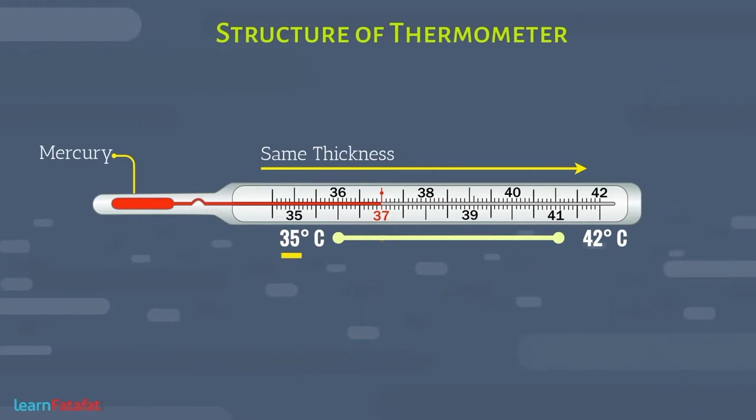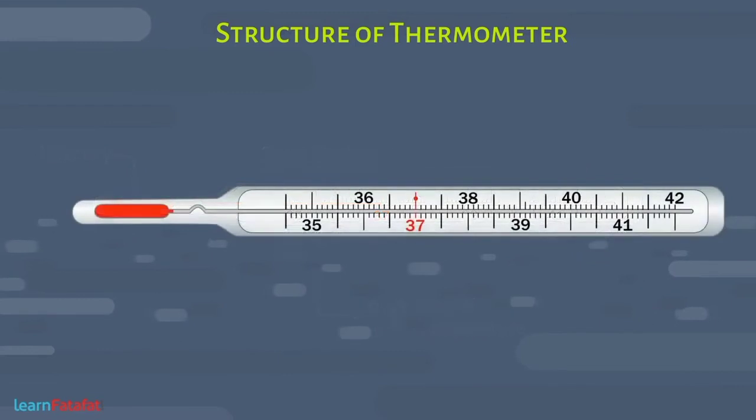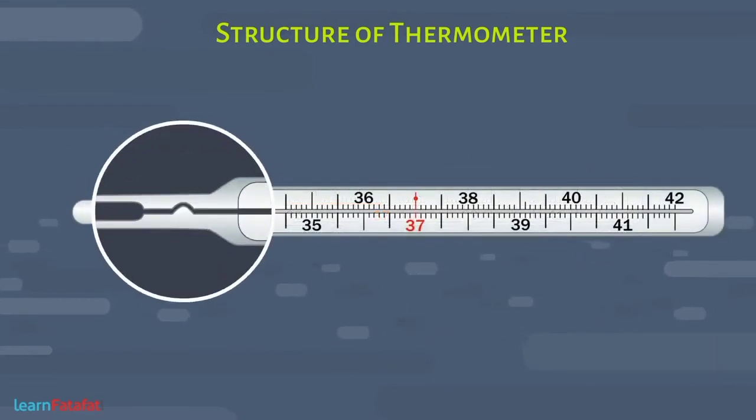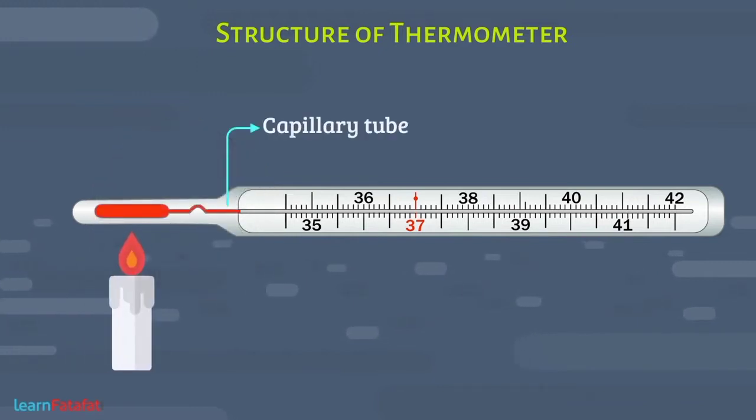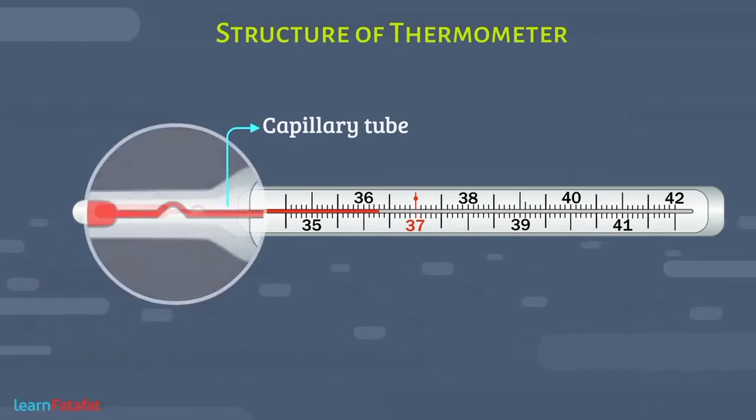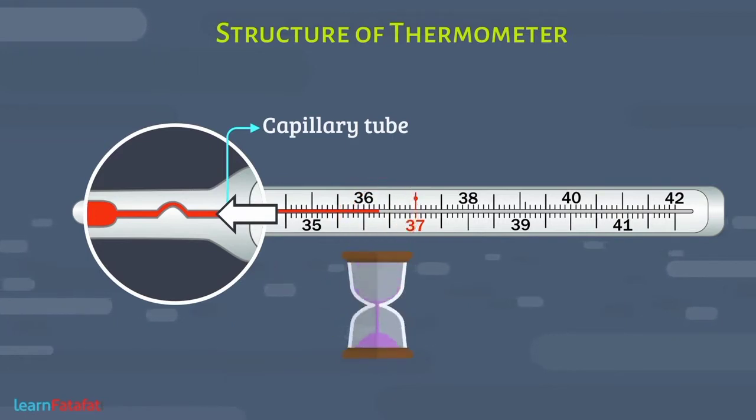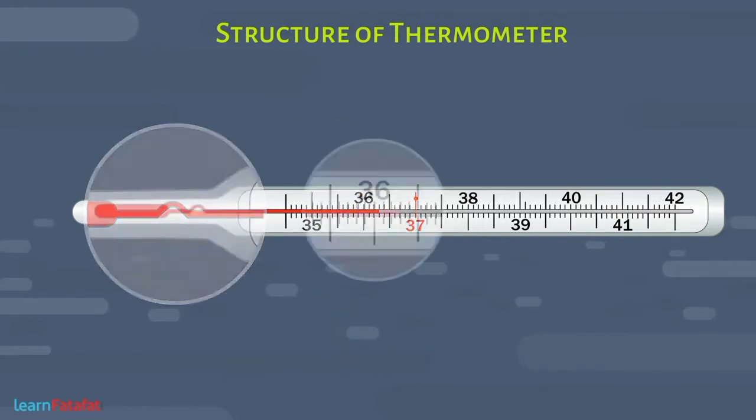Here, you must have understood that 35 and 42 are the numbers and degree Celsius is a unit of temperature. There is a narrow tube which originates from the bulb. It is called the capillary tube. With a rise in temperature, mercury expands in the tube. The capillary tube is bent near the bulb. It prevents mercury from flowing back into the bulb immediately. It gives more time to read the temperature to get a more correct reading.